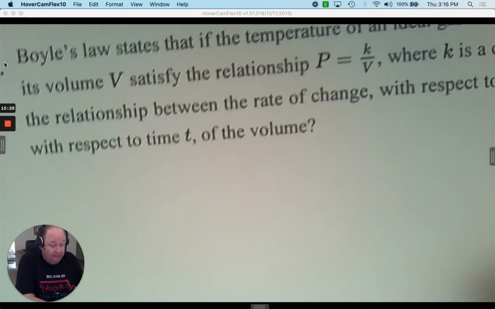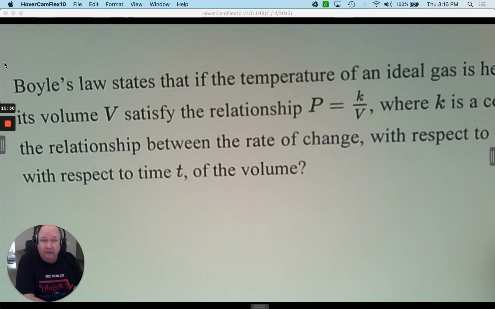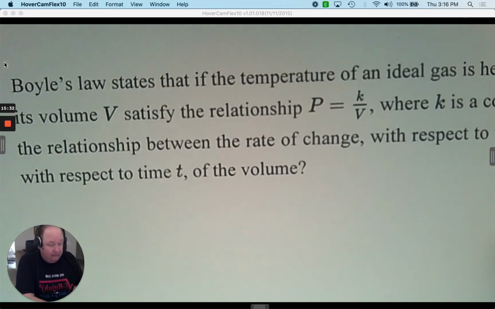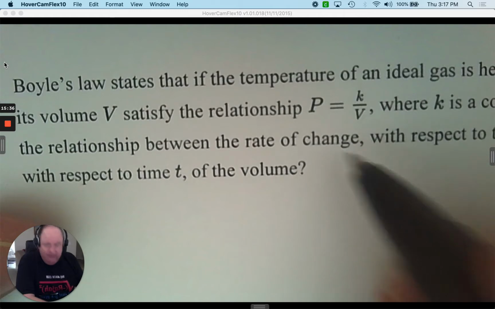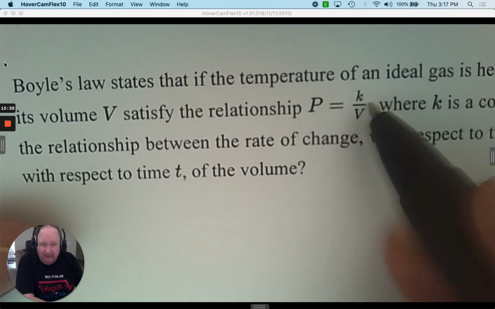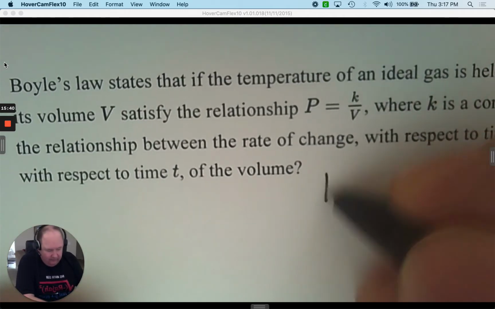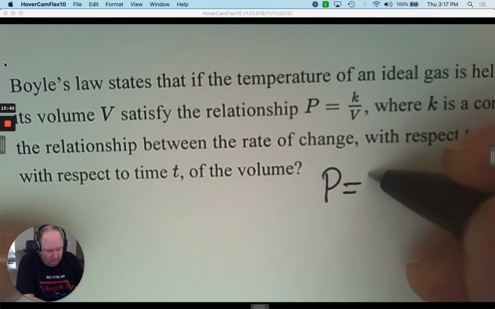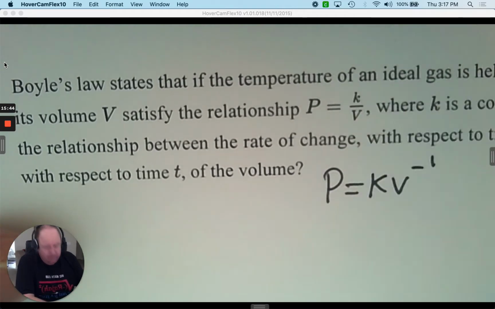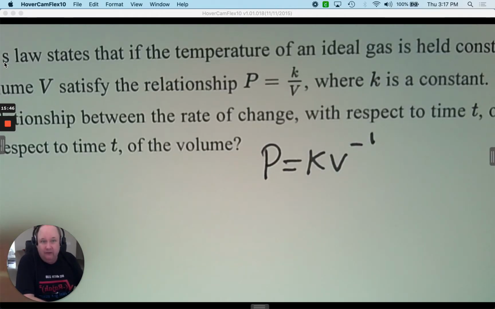Number 35, Boyle's law, I think that's physics, maybe chemistry, states if the temperature of an ideal gas is held constant, then the pressure P is equal to K over V, where K is a constant. That is a famous formula. We're going to write this calculus friendly. So it's K times V to the negative 1.